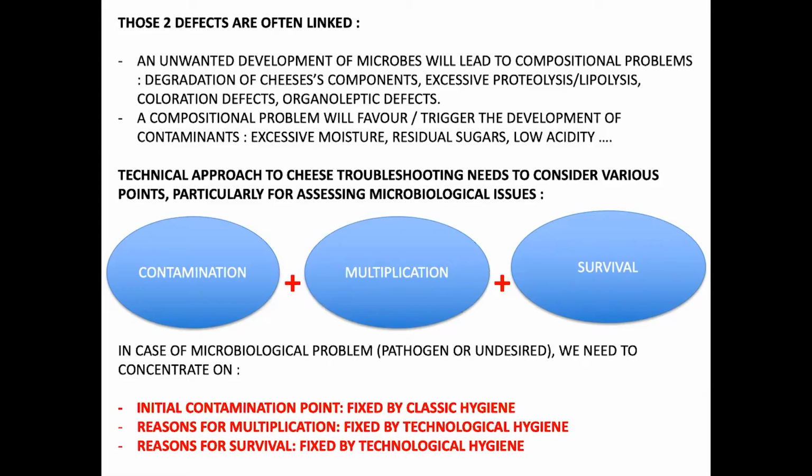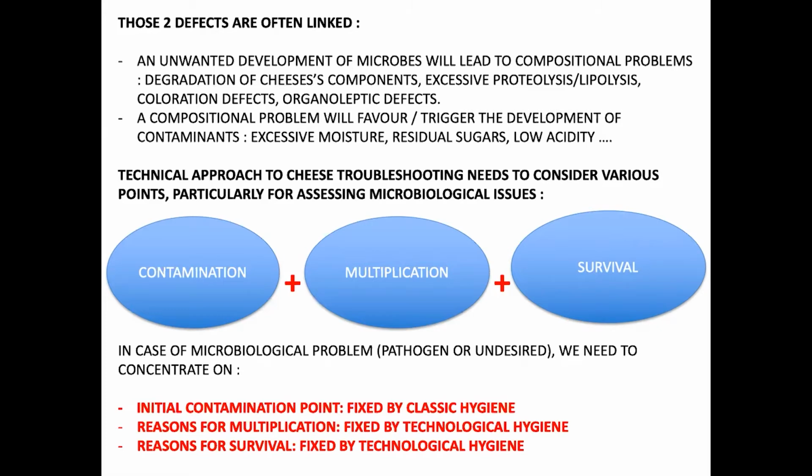So in any case, when we have this kind of microbiological problem, we need to consider three different aspects. The first one is the contamination of the milk or the cheese with the bacteria, yeast, or molds. Where does it come from? What is the initial source of the contamination? But after the contamination, this microbe needs to be able to multiply, to be able to create the problem on the cheese or in the milk, and then it needs to survive.